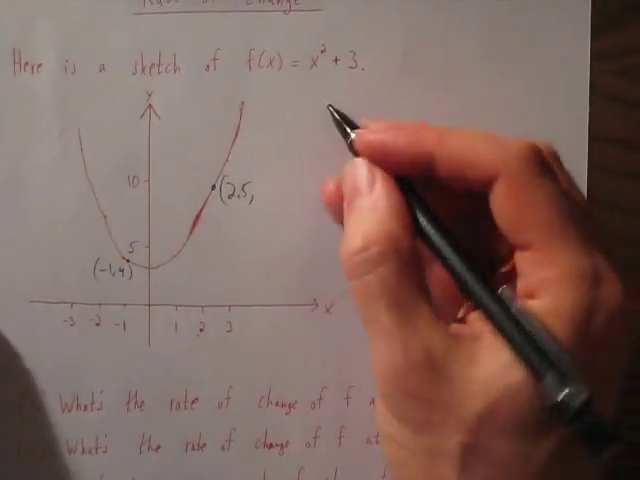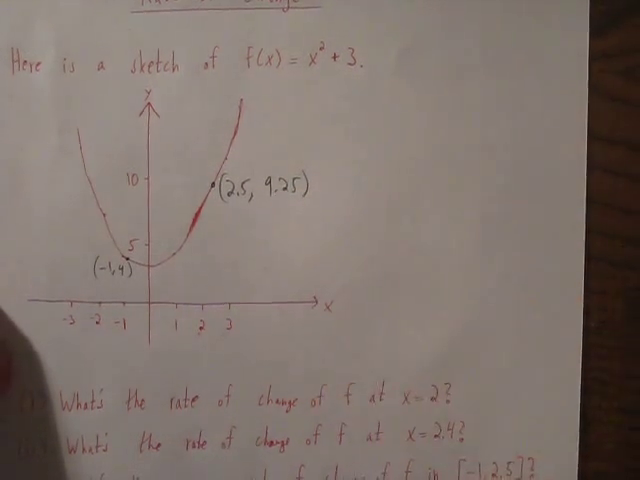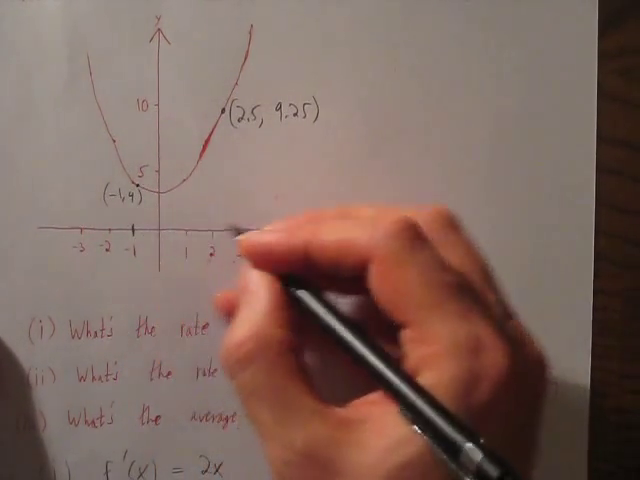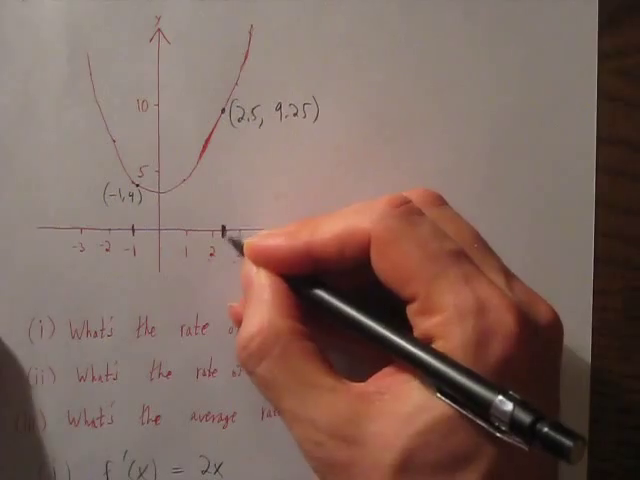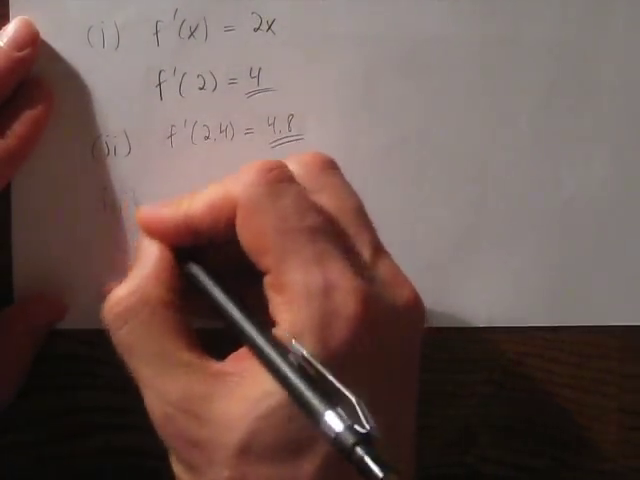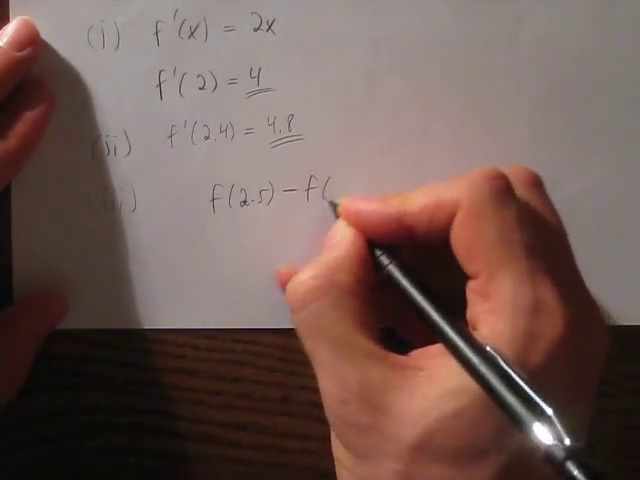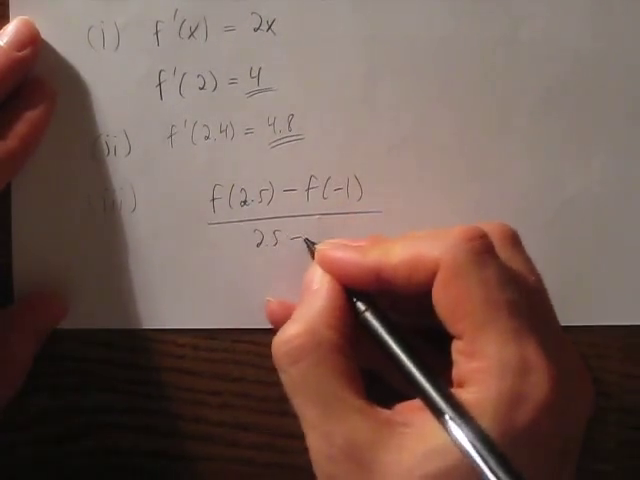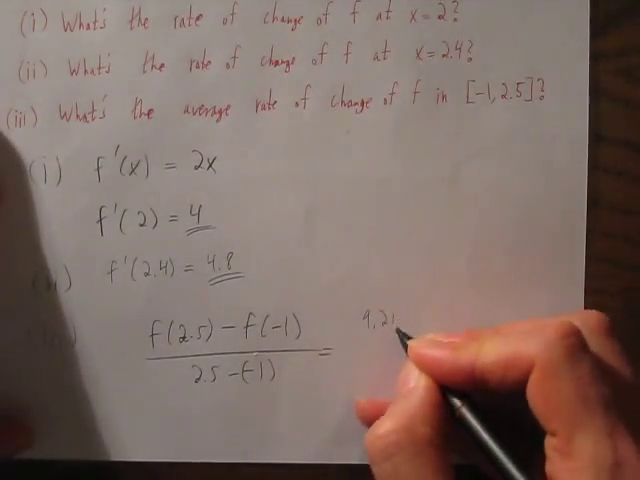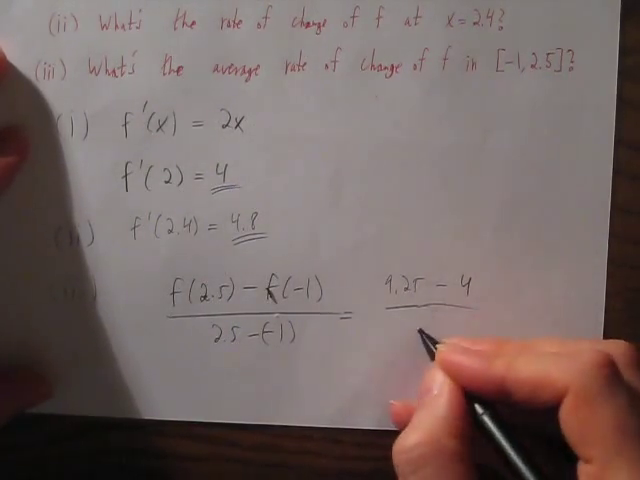And the y-coordinate is of course found by plugging it in, so you get 6.25 plus 3, so 9.25. Now, what's the average rate of change in this interval? That is done not using calculus, but just using school maths or common sense. So you just take the change in the value of the function and divide by the length of the interval. The end value is 9.25, the beginning value was 4, and the length of the interval is of course 3.5 for us.